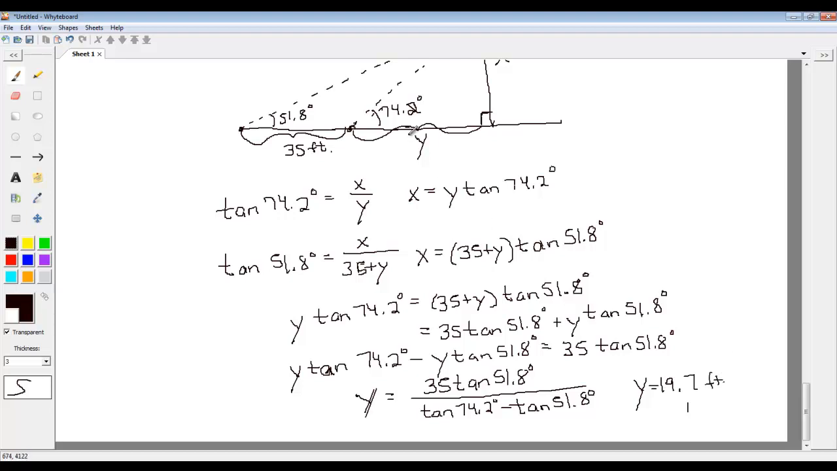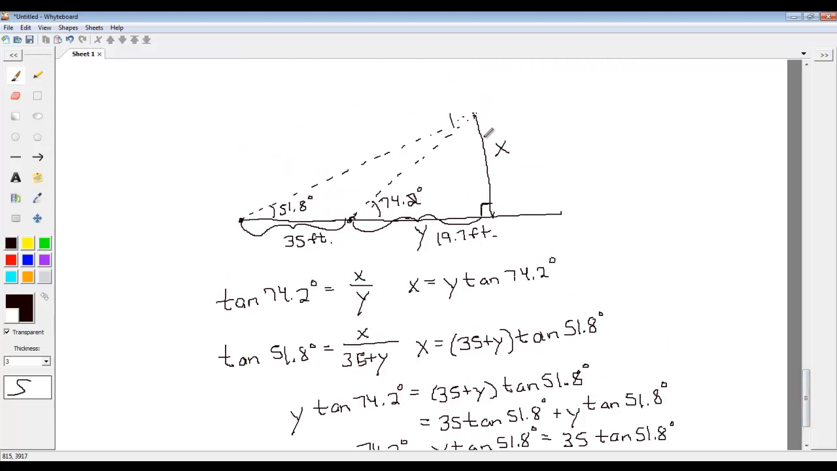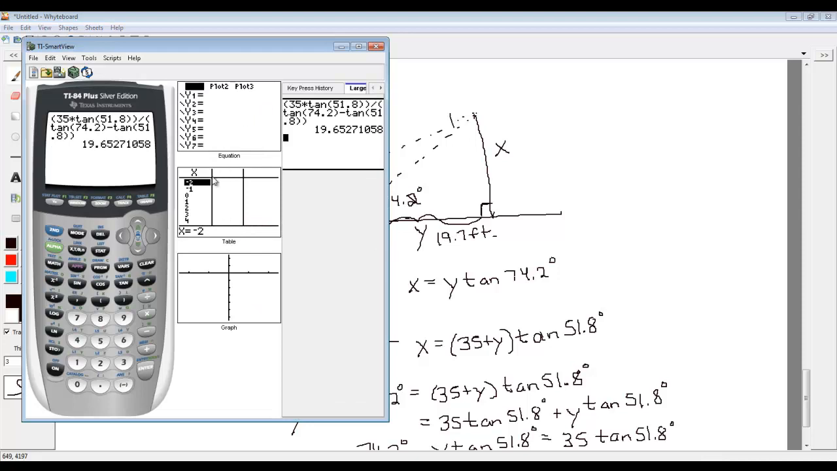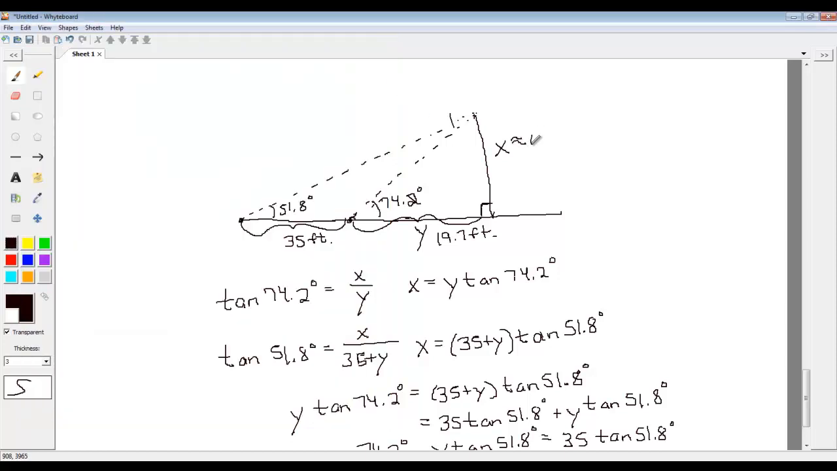So now I know what this measurement is. If I wanted to know the height of the building, or object, that's x. Well, x is the same thing as y times tan of 74.2. So I can go back and find that as well. There's all kinds of ways to do this, but I can take that number times the tan of 74.2, and that'll give me my x. So around 69 feet. So whatever this object is, it's around 69 feet tall.